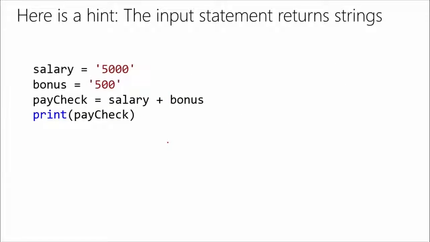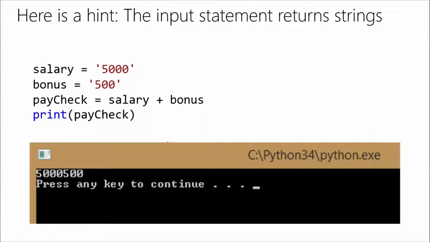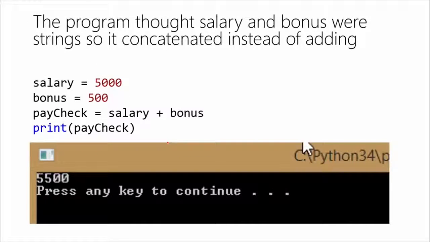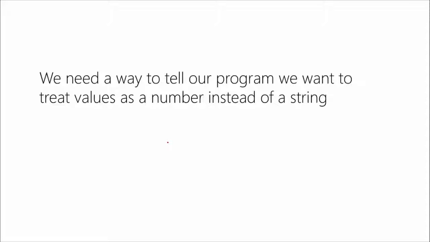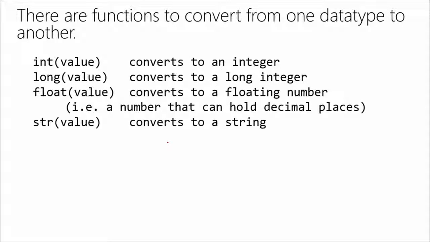So what we need to do now is look at this weird result, which happened because it was basically treating the input as strings. It was as if we had typed in a salary of 500 with quotes around it and a bonus of 75 and got these strange concatenated strings. So we have to somehow convince it to treat the result of the input statement as a number. And the way we do that is there are functions that will convert from one data type to another.